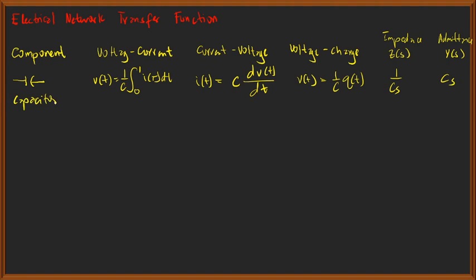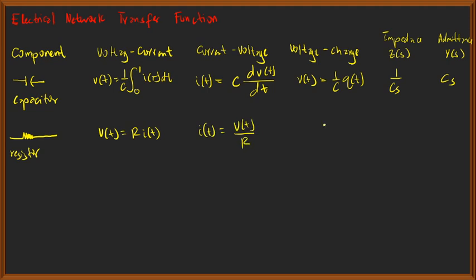Next, we write here the label symbol: capacitor. Next, we will go to the resistor. For the resistor, the voltage-current is, of course, very basic, Ohm's law. So voltage equals R times I, V of t is equal to R times i of t. For the current-voltage, again Ohm's law: i of t is equal to V of t over R.